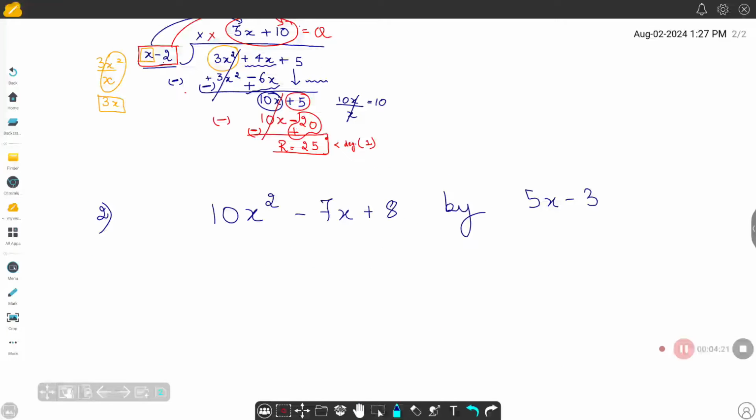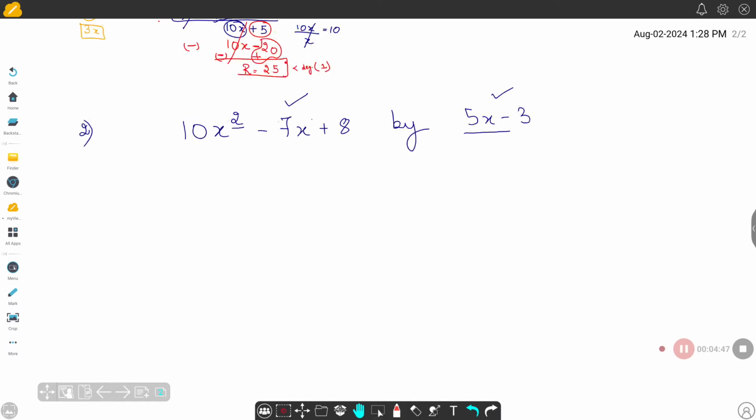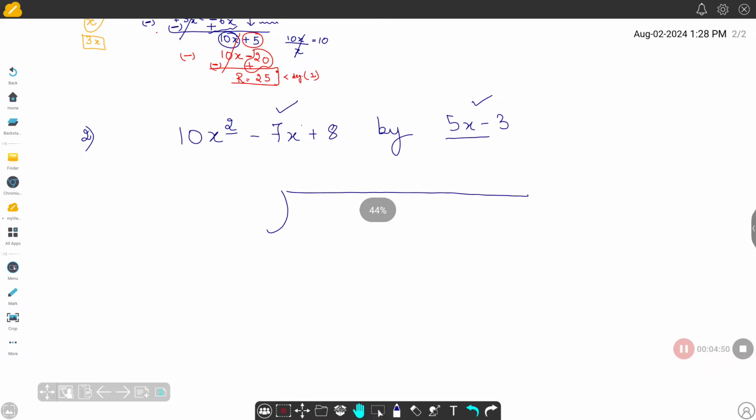Now another question we are taking: the dividend is 10x square minus 7x plus 8, and the divisor is 5x minus 3. Now first check the standard form. See here 2, here 1, here 0, so it is already in standard form, and the divisor 5x minus 3 is already in standard form. So let's divide them further. 10x square minus 7x plus 8, then 5x minus 3.